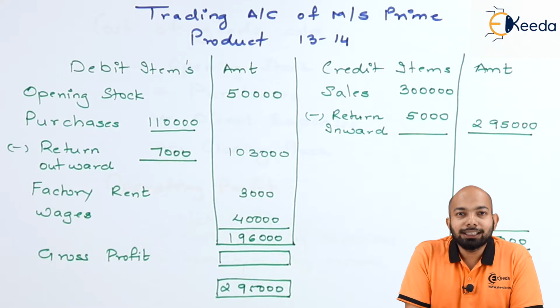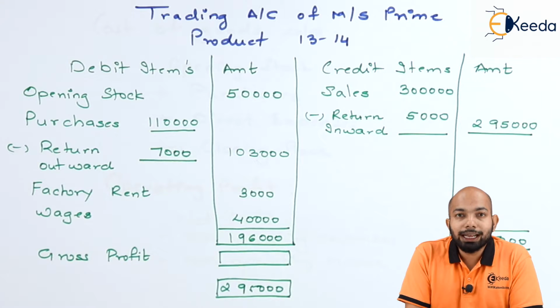Now the amount that will be mentioned here will be the difference between the credit side and the debit side. So 2,95,000 minus 1,96,000 is the amount that will be shown on the credit side of profit and loss account. Hence it is being shown as a debit item here. Now when we talk about gross profit or gross loss, this is the amount that is supposed to be carried forward in preparation of profit and loss account.